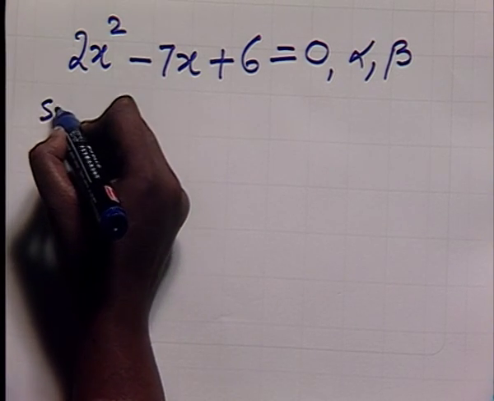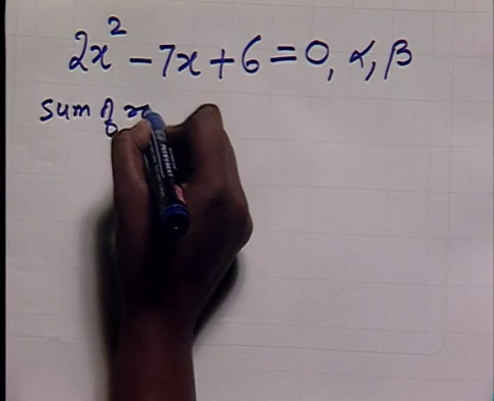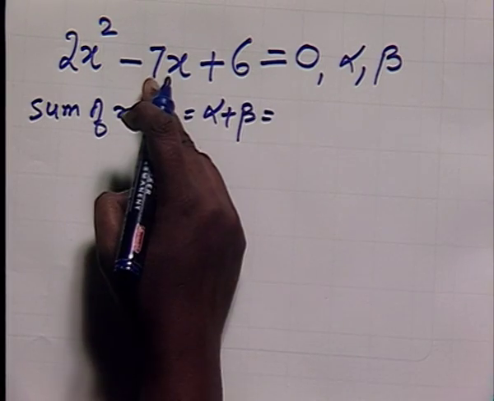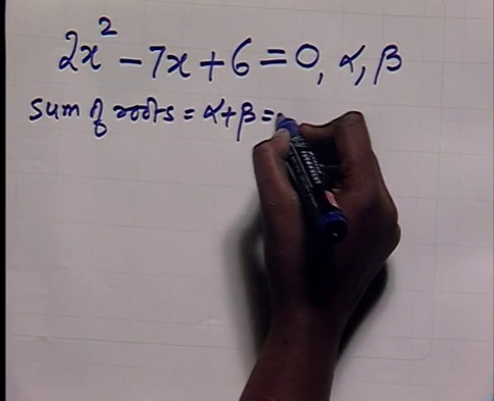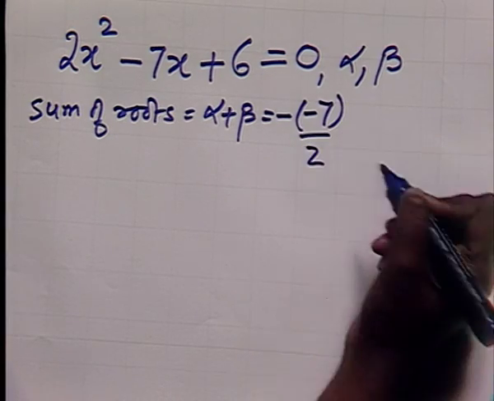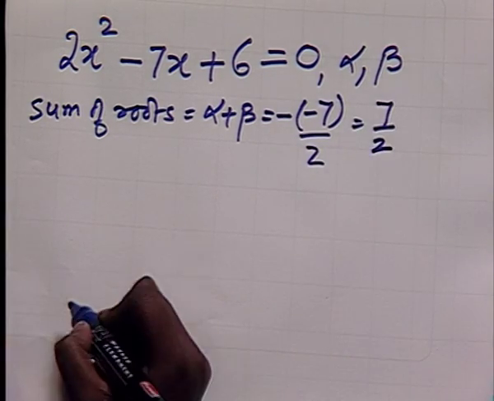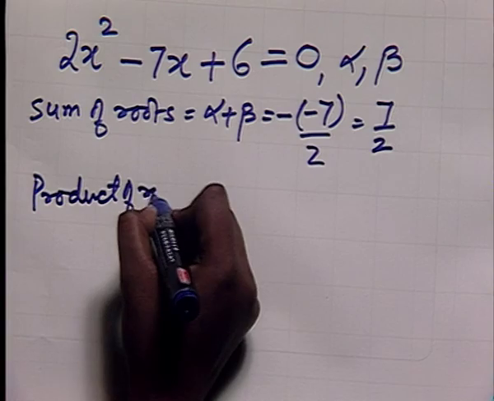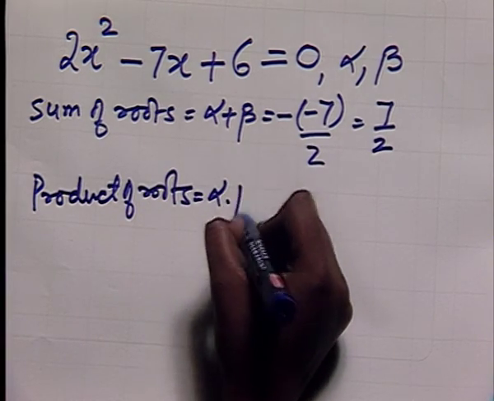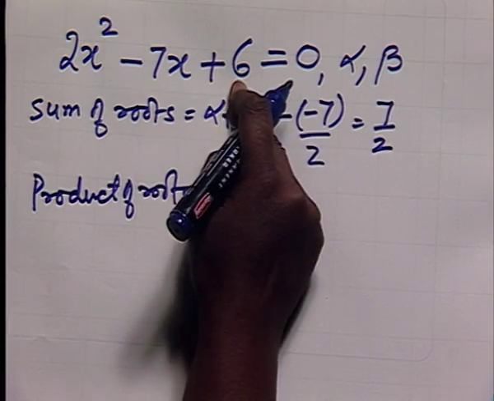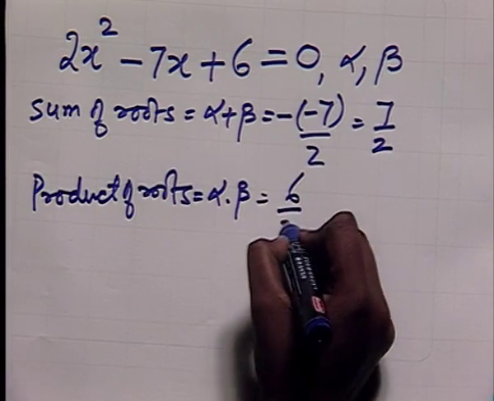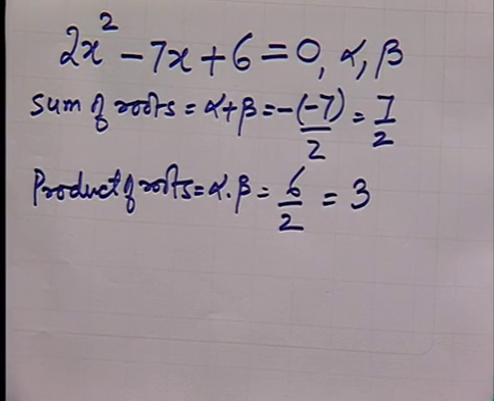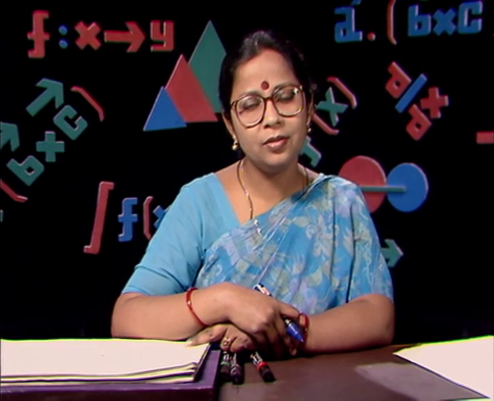Then sum of the roots of this equation will be equal to alpha plus beta, which is equal to minus b upon a, that is minus of minus 7 upon 2, which is equal to 7 upon 2, and the product of the roots of this equation will be equal to alpha into beta, which is equal to c upon a, that is 6 upon 2, which is equal to 3. What do you think will be the roots of the required equation?